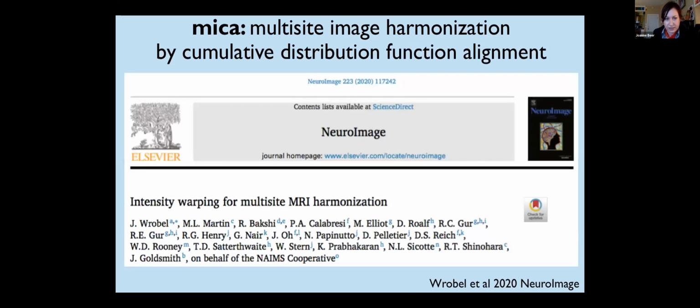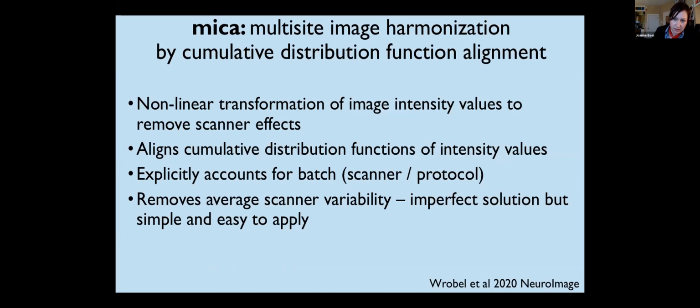And then just one more I'll mention is MICA, which is not deep learning, but maybe more of a statistical approach. It's a multisite image harmonization by cumulative distribution function alignment. It does a non-linear transformation of the image intensity values to remove scanner effects, and it aligns the cumulative distribution functions, and it does explicitly account for the batch. One maybe downside is that it just removes the average scanner variability, which is an imperfect solution, but it is simple and easy to apply.